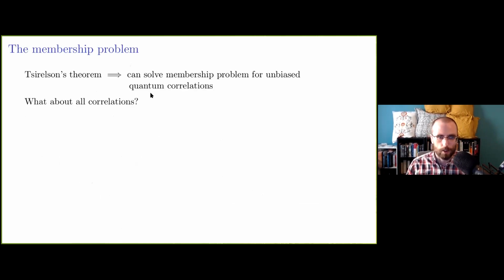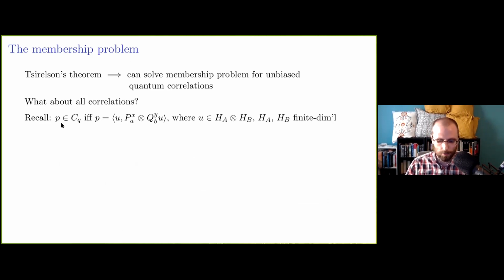Oh, right. So what about all correlations? The problem here is that, well, let me just recall how we defined a correlation. P was in CQ if and only if P_{ABXY} was a set of inner products like this, for some operators P_{XA} and Q_{YB} and some state U.